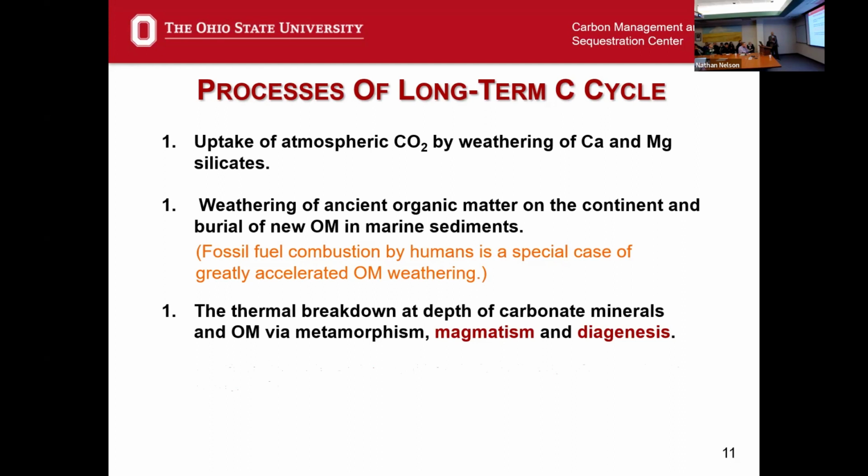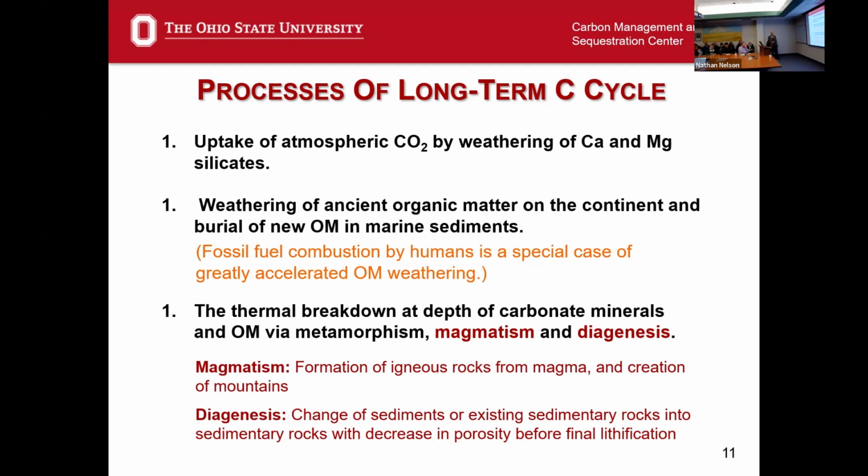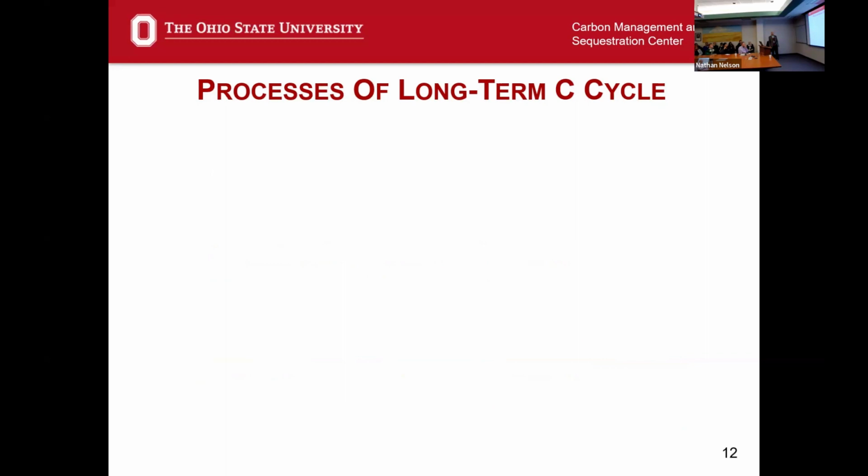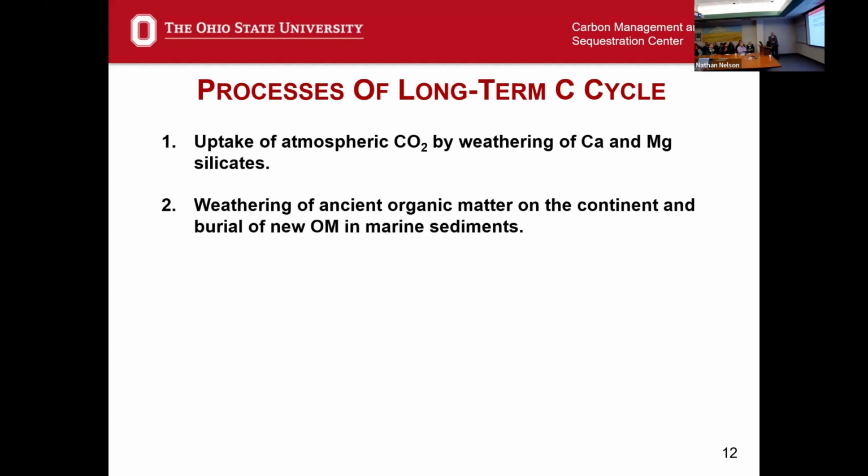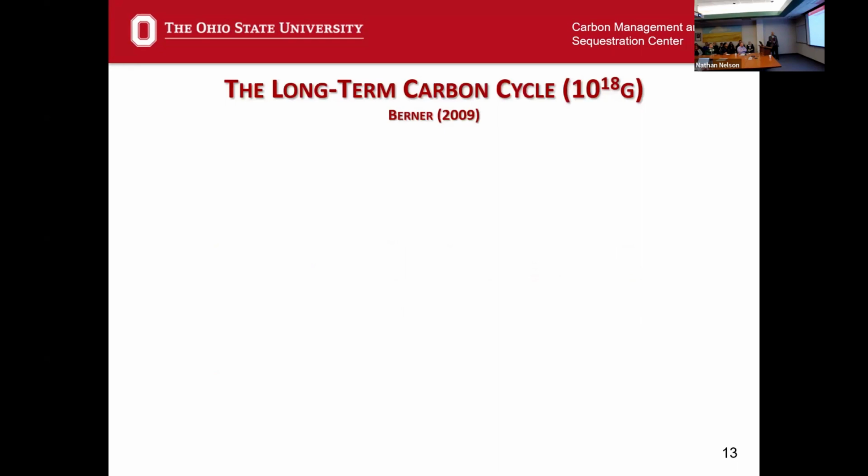Magmatism refers to the formation of igneous rocks from magma and the creation of mountains, which eventually bury the carbon on a long-term basis. Diagenesis, by definition, is the change of sediments into sedimentary rocks with a decrease in porosity, which leads to lithification and long-term storage. So long-term storage in rocks is a very large reservoir of carbon in the material buried within the earth. The processes in the long-term carbon cycle are weathering of ancient organic matter and weathering of silicates. I think I'm repeating that slide all over again.